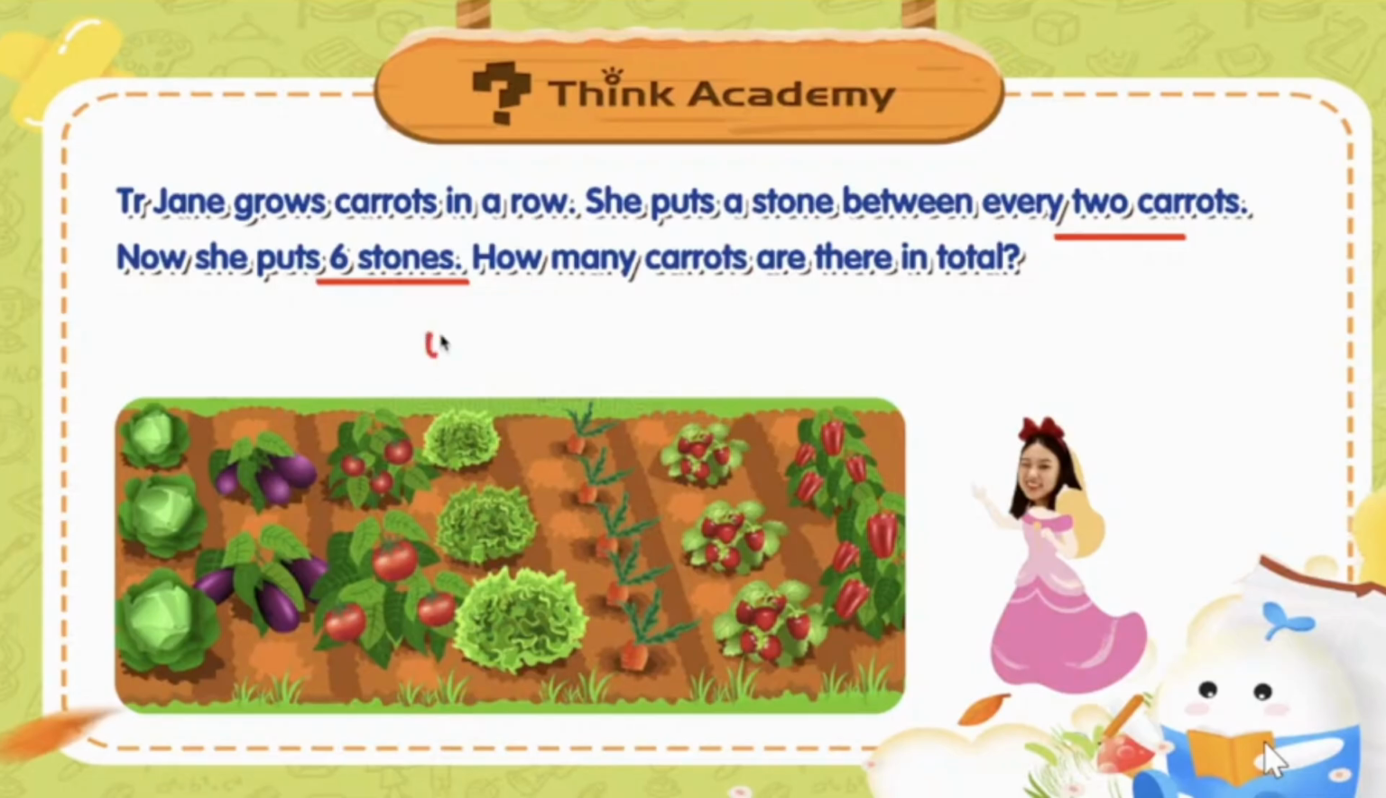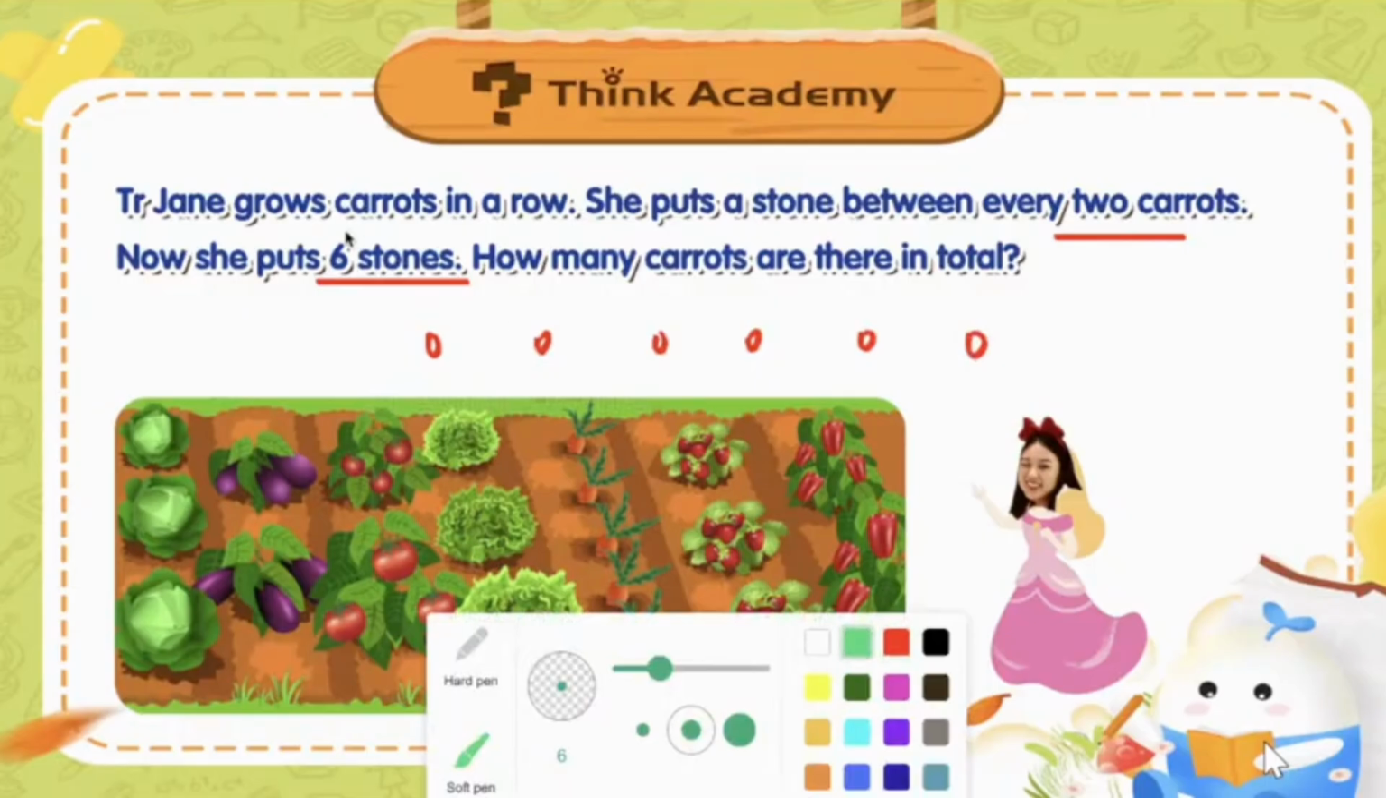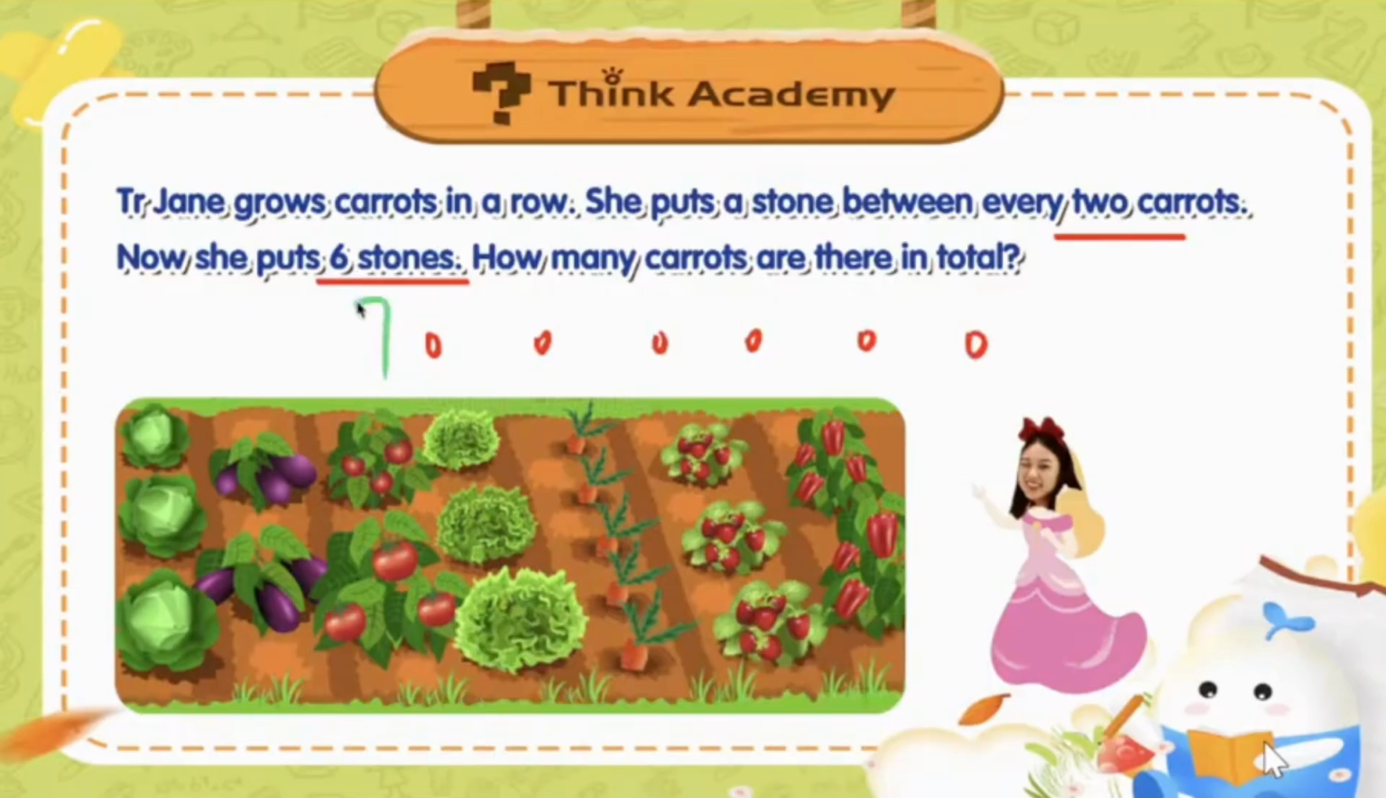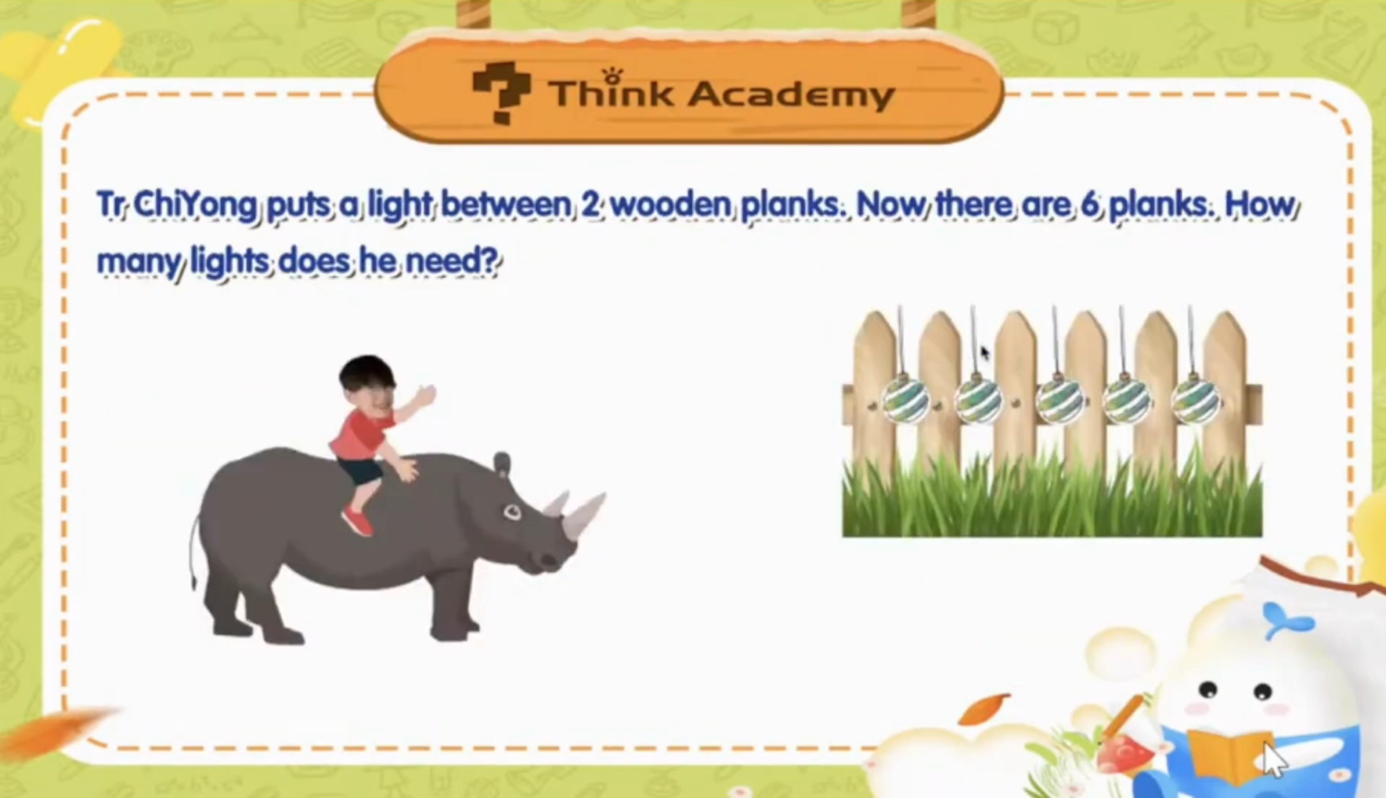And she put 6 stones. Okay, 1, 2, 3, 4, 5, 6. Then how many carrots? Type in your chat box. 1, 2, 3, 4, 5, 6, 7. Good job. That will be 7, right? Okay, good job, Jiayi. Then let's take a look.